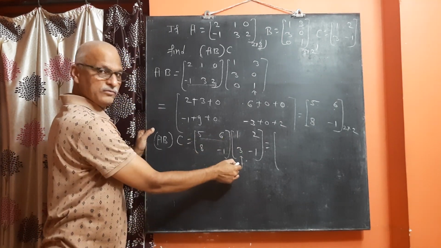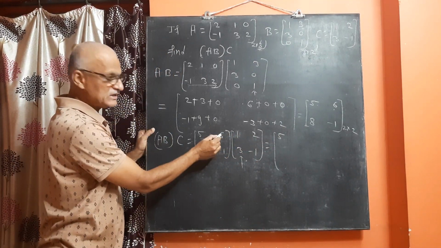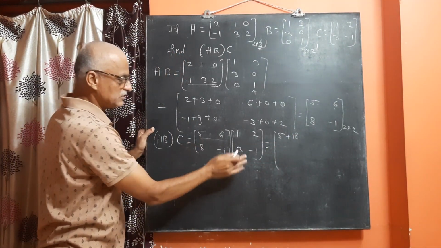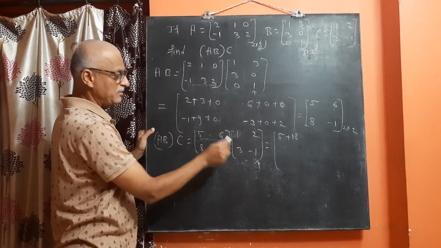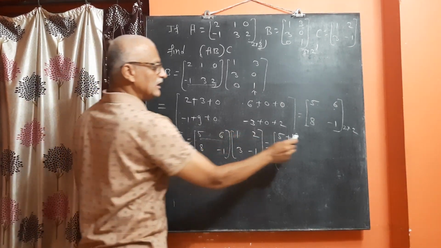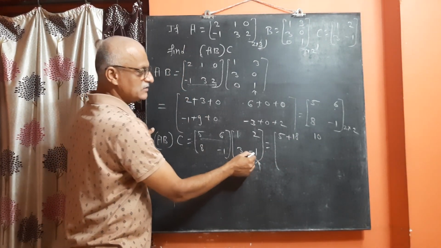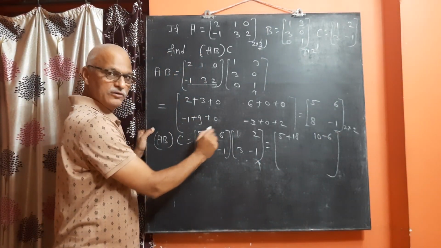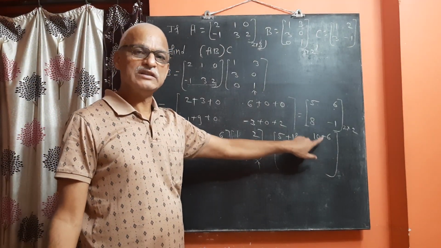First row and first column: 5 into 1 that is equal to 5, 6 into 3 that is plus 18. Then first row, second column. First row, first column is done. First row, second column: what are the corresponding elements of the first row? 5 into 2 that is 10, 6 into minus 1 that is minus 6. This is the multiplication of the first row, R1 C1. This position is R1 C2.